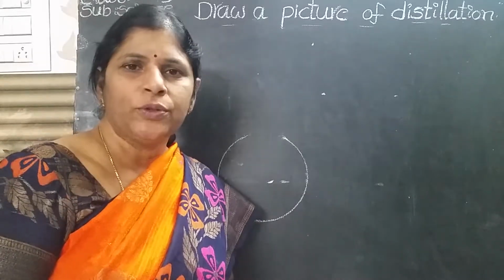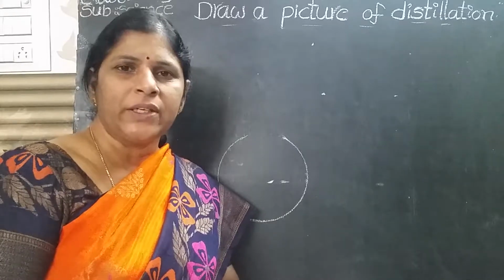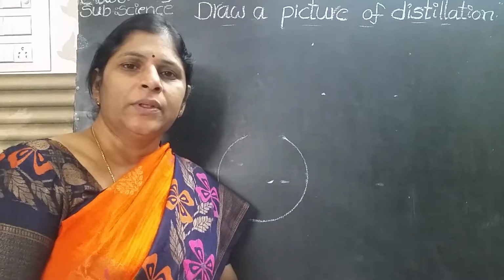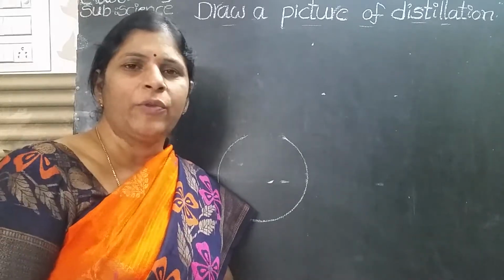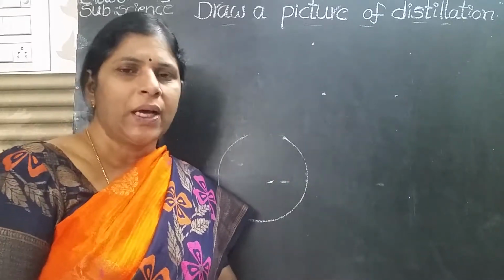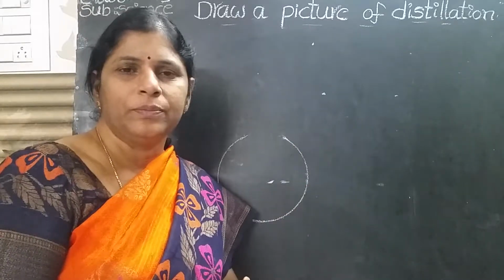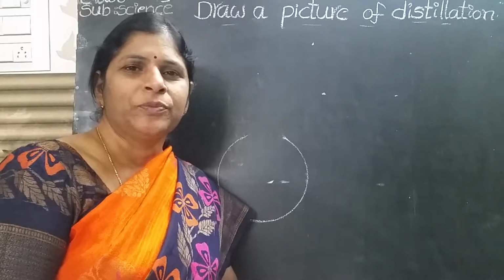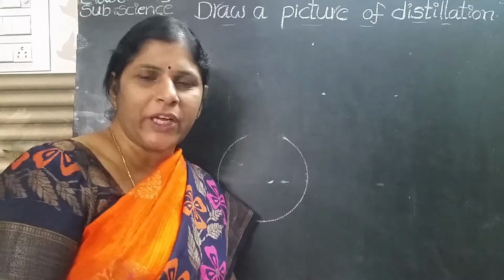Today's session also we are going to draw one more diagram, that is distillation. To draw the distillation you have to take a pencil, eraser, sharpener and one compass. To draw the circle you have to take a compass, or else you have to take one bottle cap, not a small bottle cap. Ask Mom to give one cap. Okay children, or else you have to take one compass.